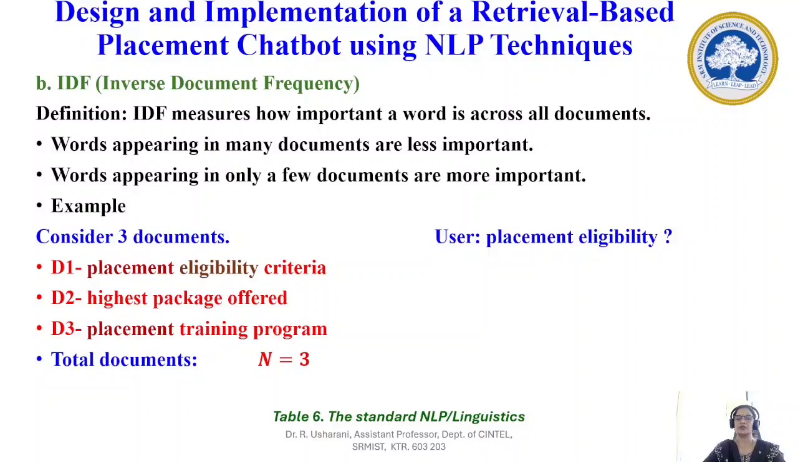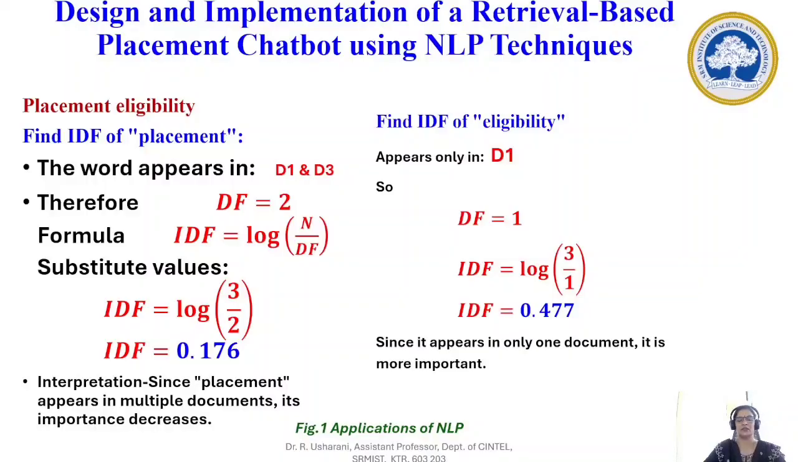Now the user raises the query placement eligibility. How will it work using IDF? First find the IDF of the word placement. The word appears in document 1 and document 3, two times. Therefore, document frequency equals 2. The inverse document frequency formula is logarithm of n divided by document frequency. So logarithm of 3 divided by 2, and the answer is 0.176. Since the word placement appears in multiple documents, its importance decreases.